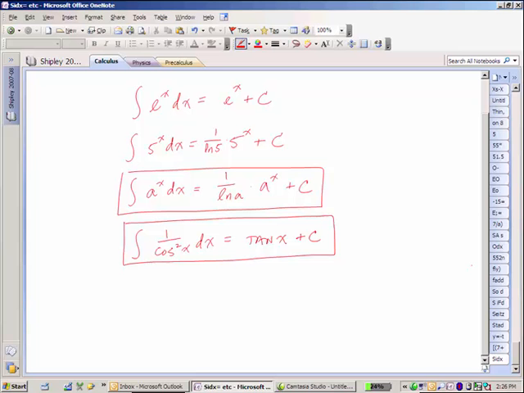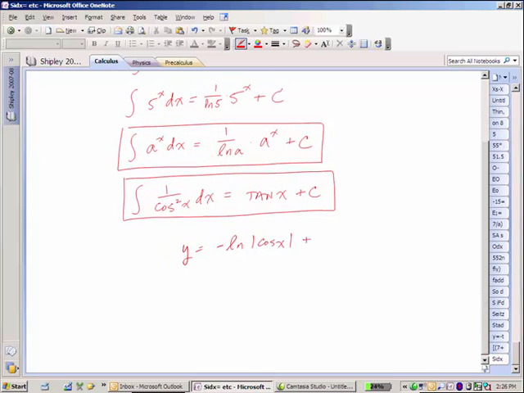One more rule, which is I think the only way I can get you there is by working forward. So I'm going to start with a function, and that function is going to be negative natural log of the cosine of x. It's not a proof, but it's going to be a convincing argument by the time we're finished.